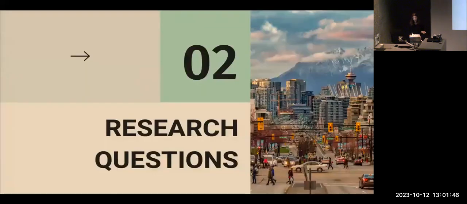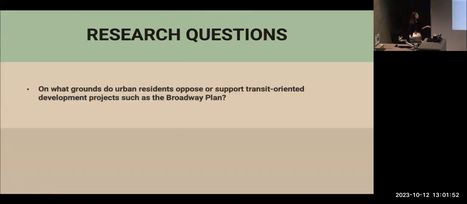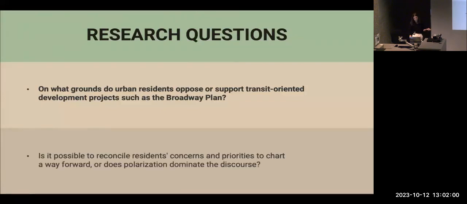So when it comes to my research questions, my study asks two different questions. The first one being, on what grounds do urban residents oppose or support transit-oriented development projects, such as the Broadway Plan? And is it possible to reconcile residents' concerns and priorities to chart a way forward, or does polarization dominate the discourse? And today we will be answering the first question.